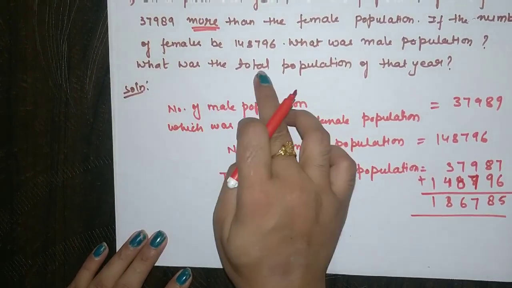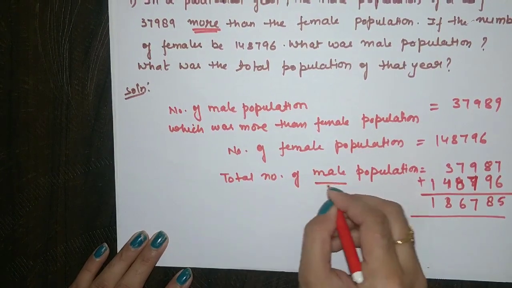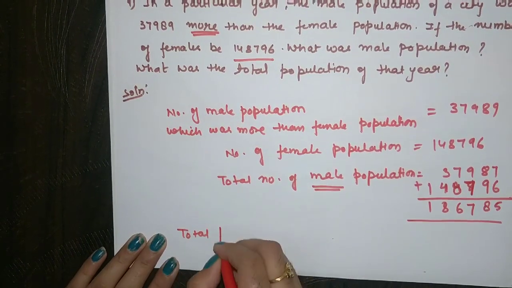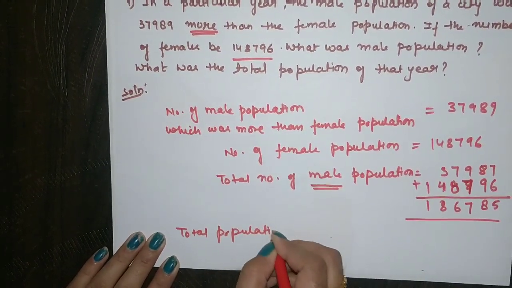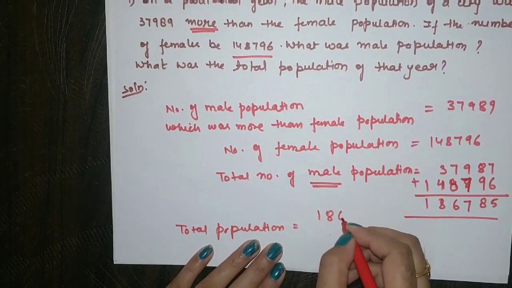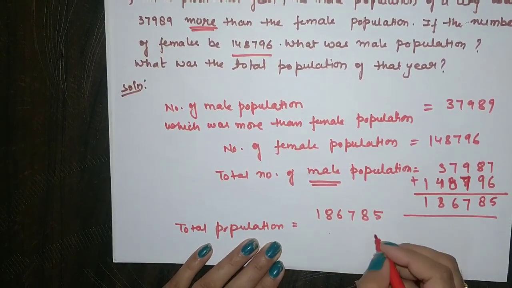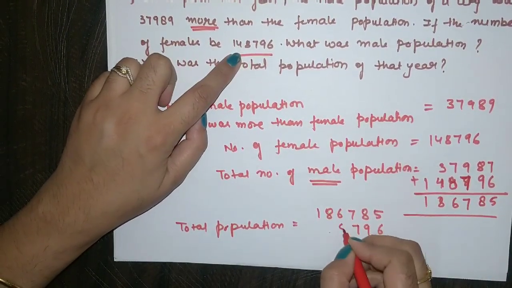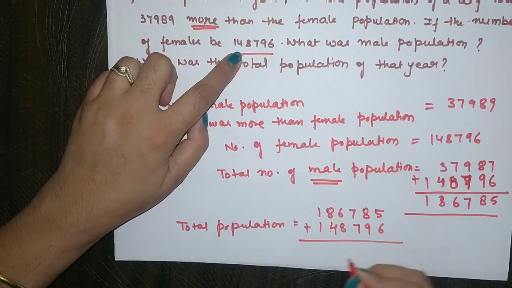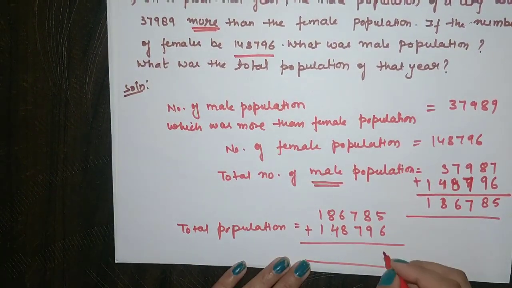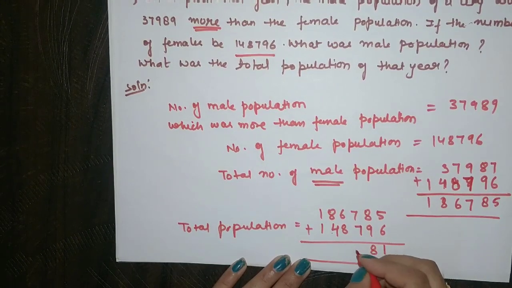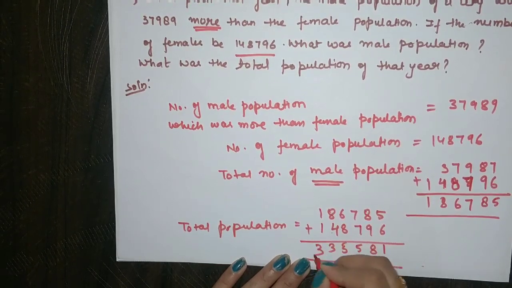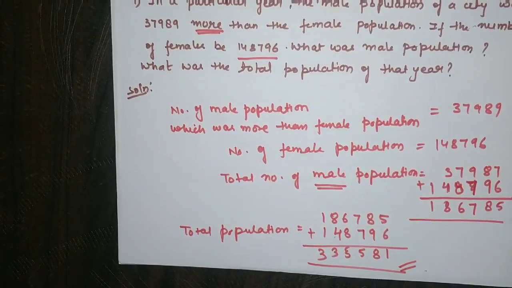Now it is asking what was the total population of that year. Now we have the male population, we have the female population, then for the total population, 186,785, and this female population we will add, 148,796, by adding both numbers. The total is 335,581. This was the total population of that year.